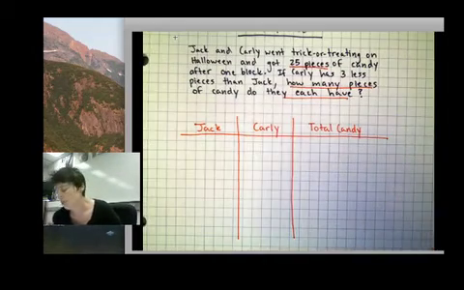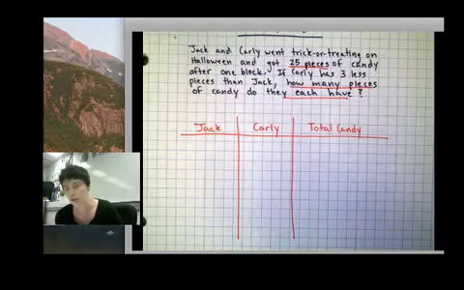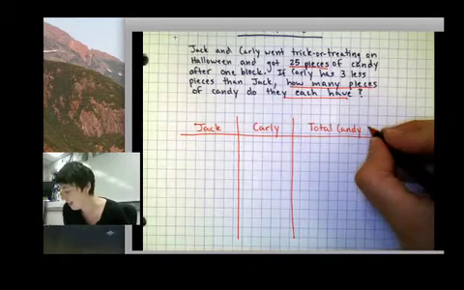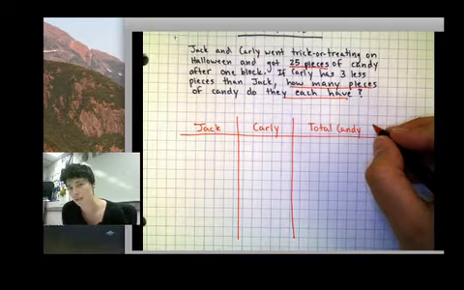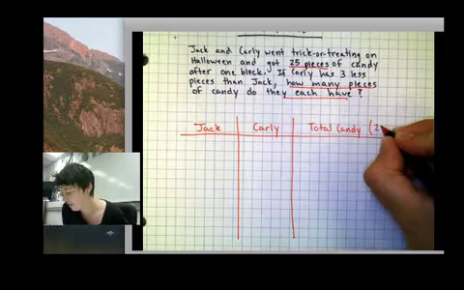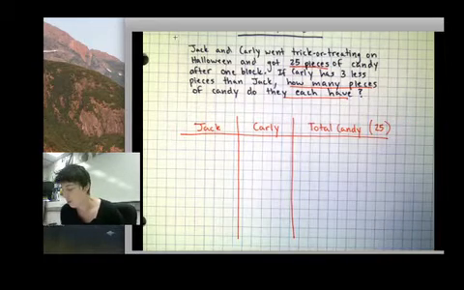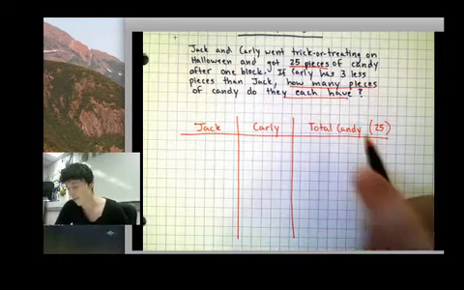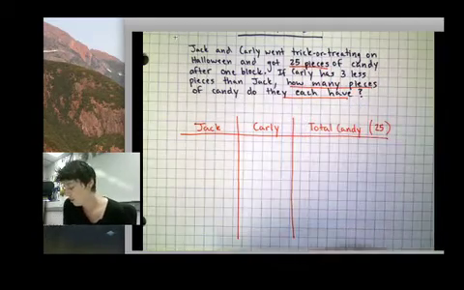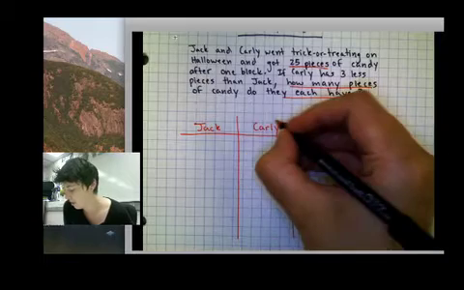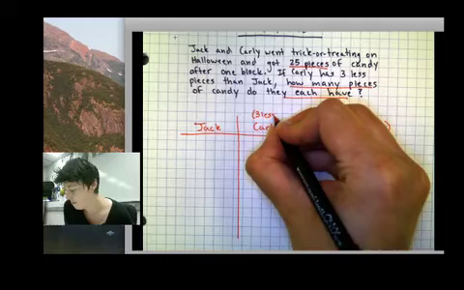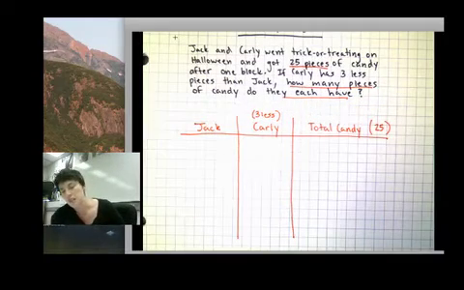Something that you might do, and this is optional, but you can give yourself some clues. Like for total candy, I know I'm supposed to have 25 pieces altogether. So I might write over here 25 in a little parenthesis so I don't forget. Or like there was another fact here. It said Carly has 3 less pieces than Jack. So I might write in a little parenthesis next to Carly, 3 less. Think about what that means.